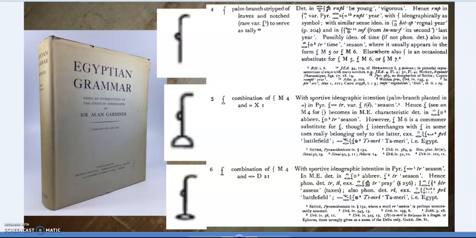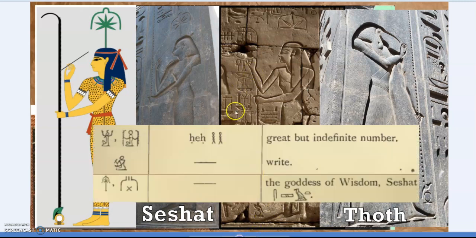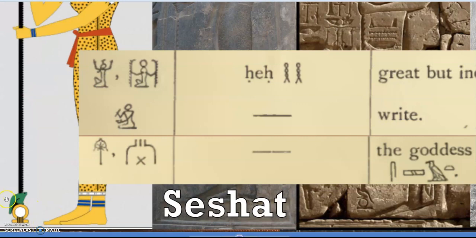That's from Gardiner's book. It's also in Budge's Hieroglyphic Dictionary. Seshat, of course, palm fronds. Seshat, the goddess of wisdom. She was the inventor of writing. Thoth taught it to humanity, but she invented it. And you can even see this symbol with the double palm fronds, a great but infinite number. Also the frog, sorry, the tadpole, represents 100,000.